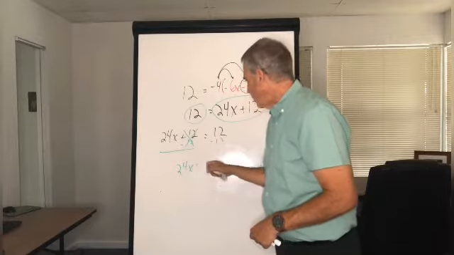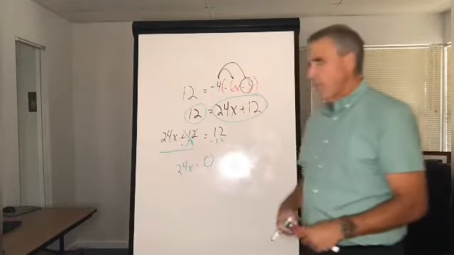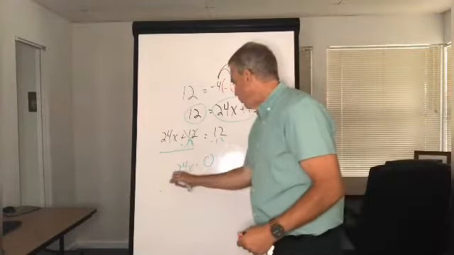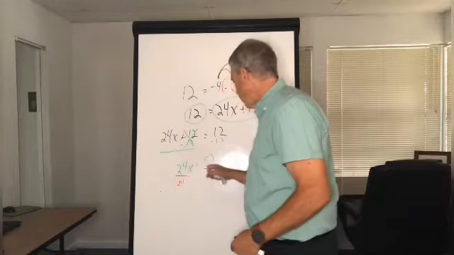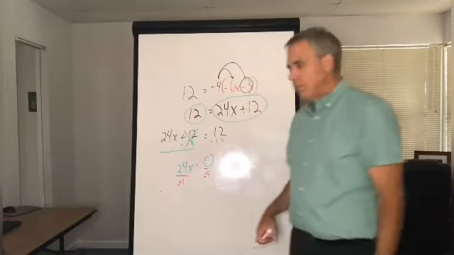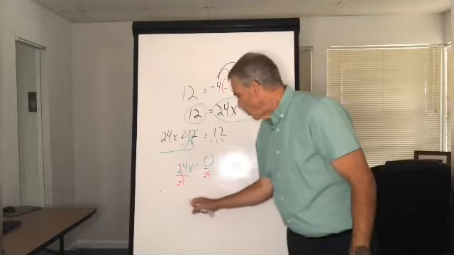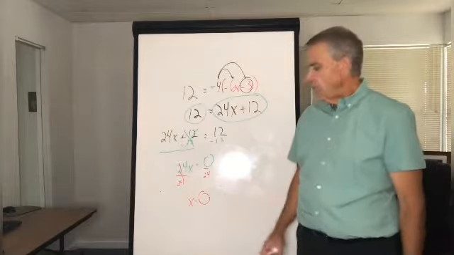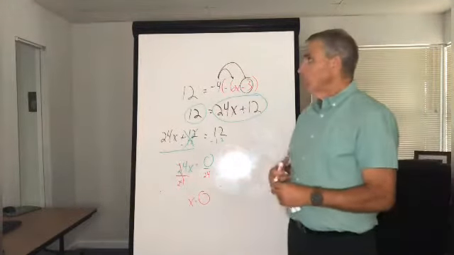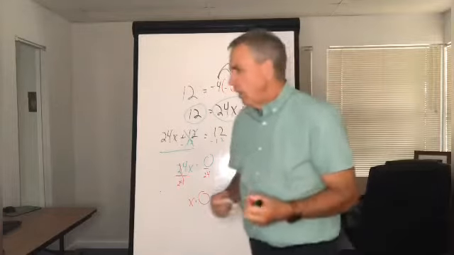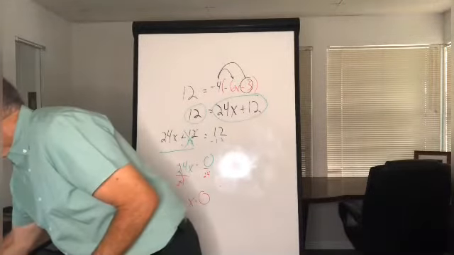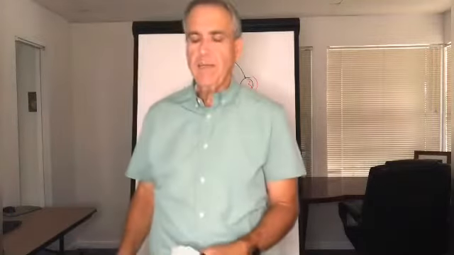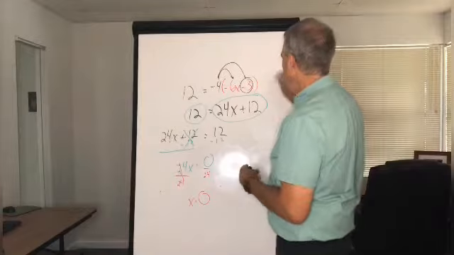24x equals 12 minus 12 is 0. Divide by 24, both sides. 0 divided by 24, use your calculator. 0 divided by 24 is 0. All right. Okay, let's try another one. Let's try 14. And then I'm going to give you one to try.